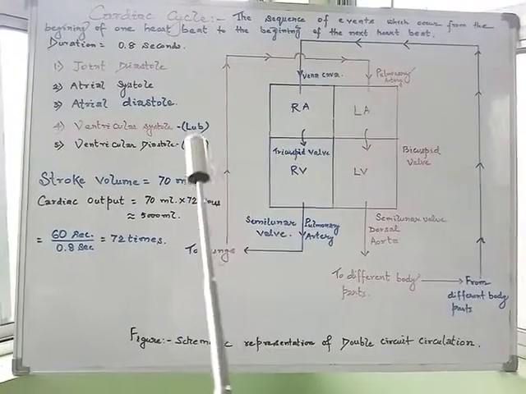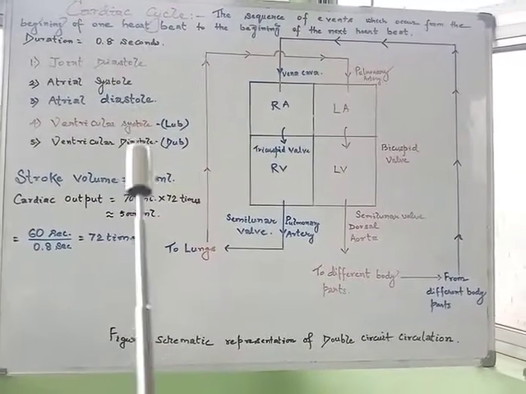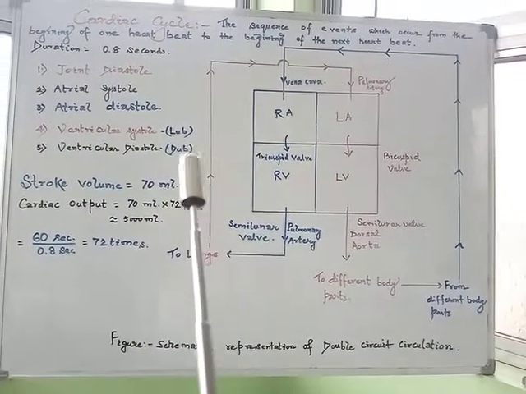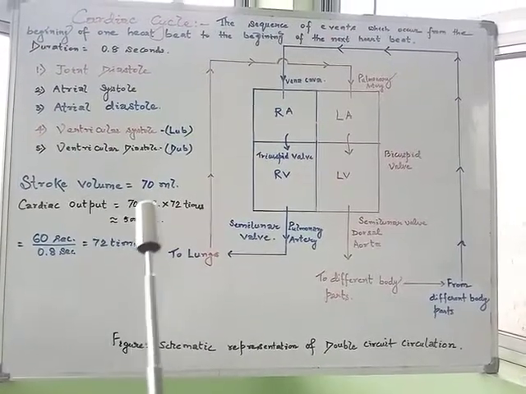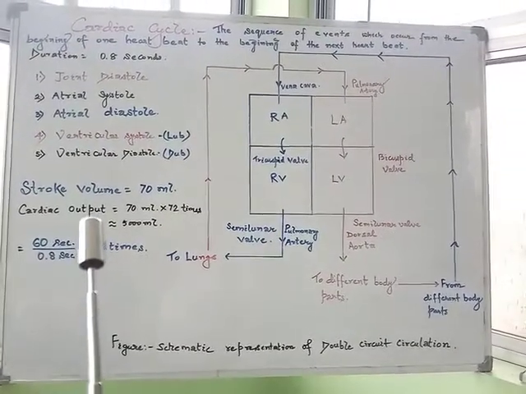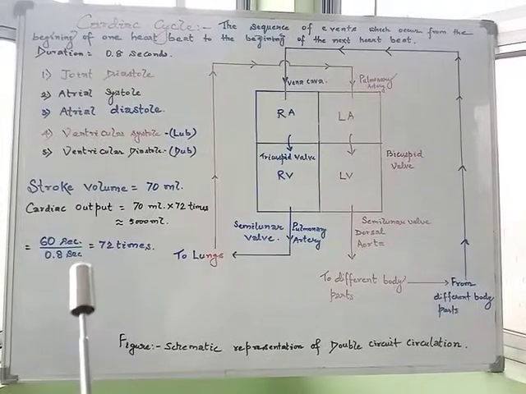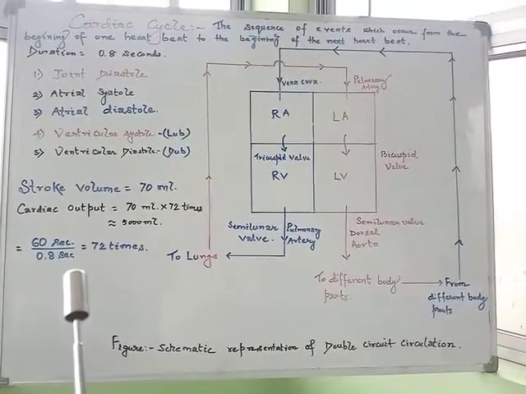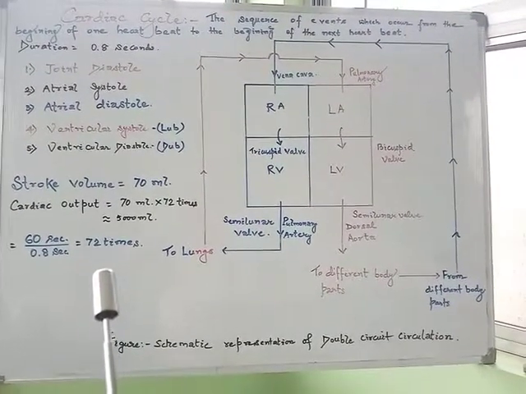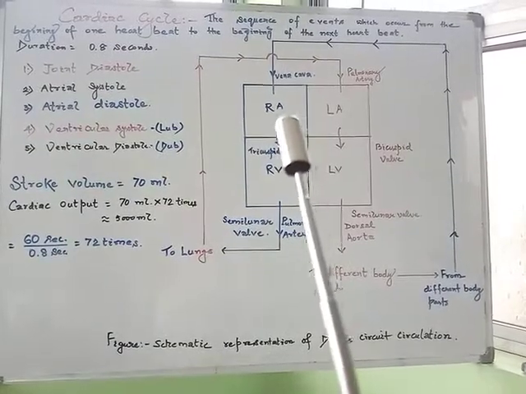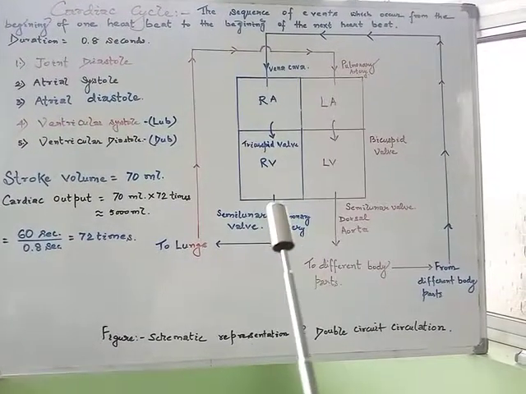So this was about the cardiac cycle consisting of the five phases, and the stroke volume and cardiac output, as well as how the SA node and AV node conduct the impulse from the respective parts to the entire heart.